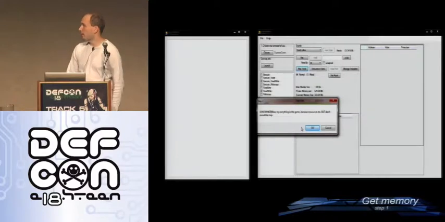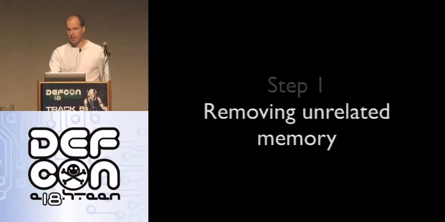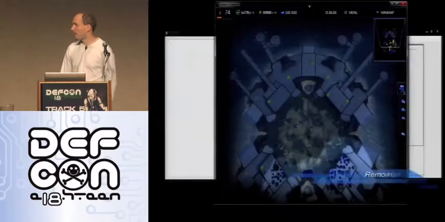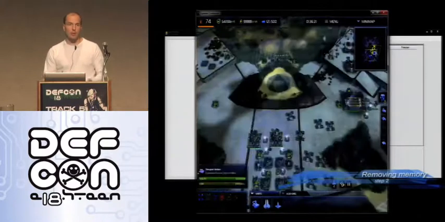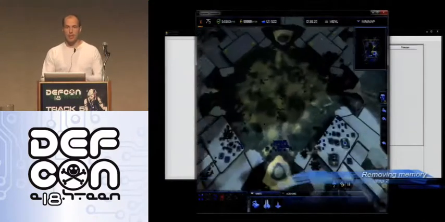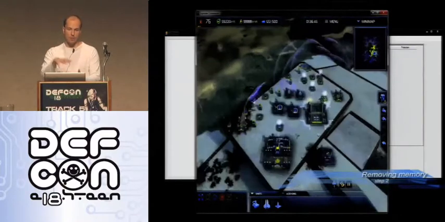So we do that, and hopefully when this step is done, we can move on and try to do something else, which is we try to remove unrelated memory. Same idea. We go back to the game, and then we try to trigger as many things as we can, either by creating new units, looking at our building, rotating the camera, doing zooming, because this game has a huge level of zoom.